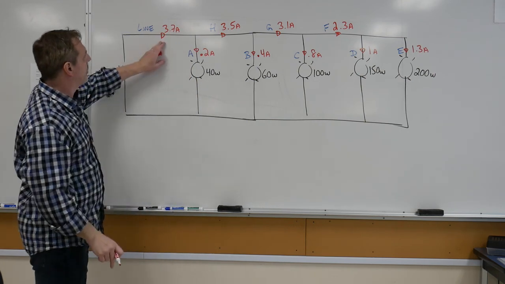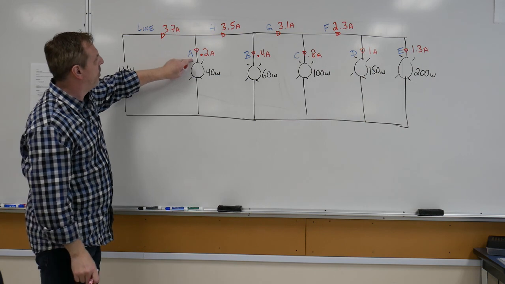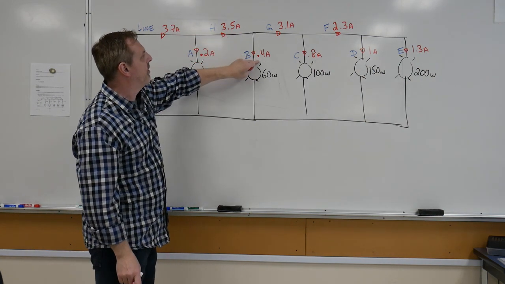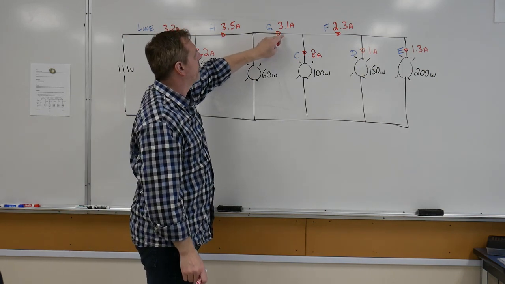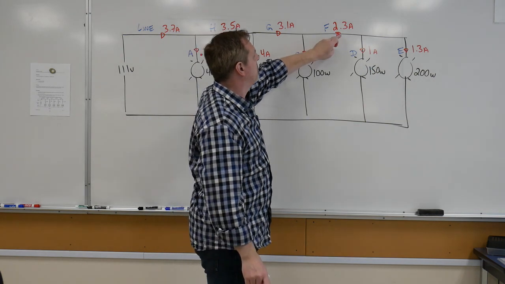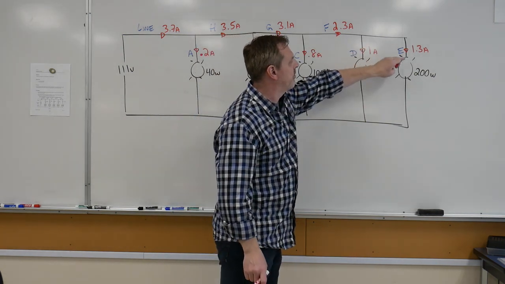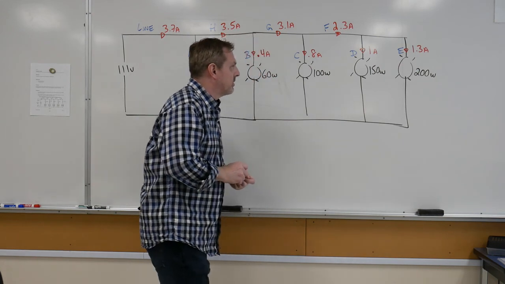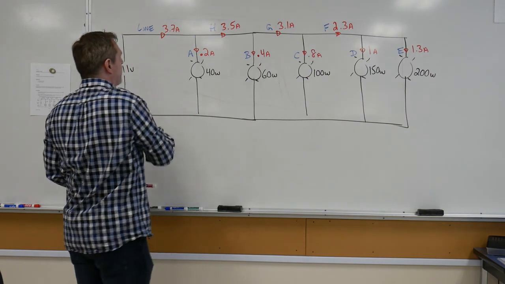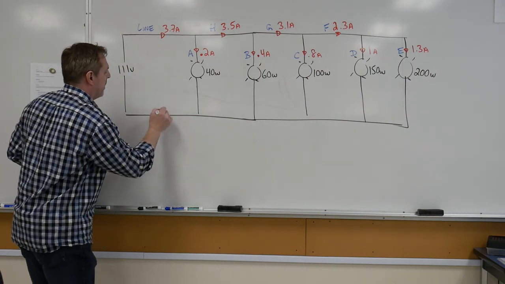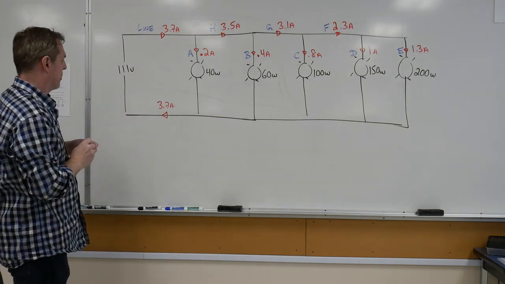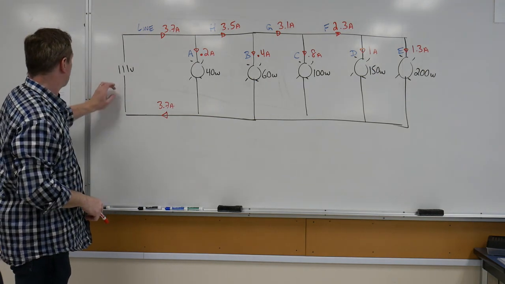So if we started with 3.7, dropping 0.2 gives us 3.5 there. 3.5, having 0.4 drop off, gives us 3.1. 3.1, subtracting that 0.8, gives us 2.3. 2.3 minus the 1 gives us 1.3 there. And then of course, the flip side is a mirror image down here in our return path, so that ultimately we would have 3.7 amps flowing back into the source, because remember, whatever leaves has to come back.